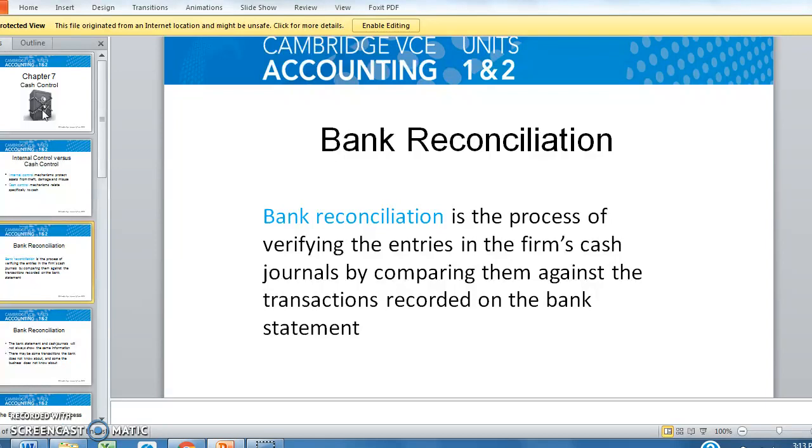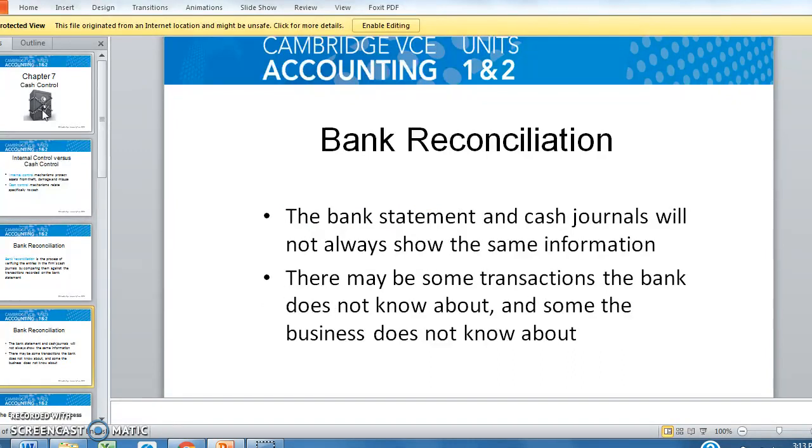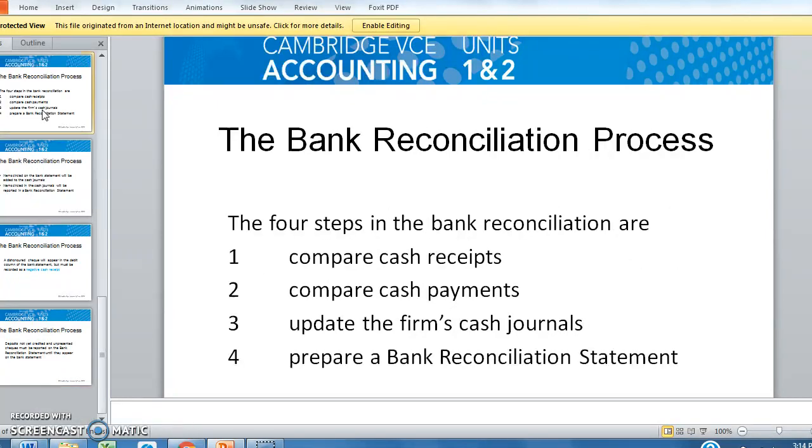So how we generally do this is we pretty much just tick off. So we would go to our cash journal and then we tick off what matches the bank statement, and then we see what hasn't been matched up, and then we add that respectively. So we'll go to an example in a minute, and it'll make a lot more sense. So the bank statement and cash journals will not always show the same information. There may be some transactions the bank does not know about, some the business does not know about.